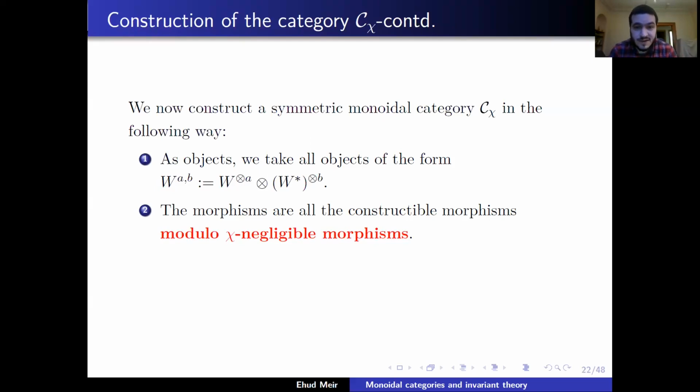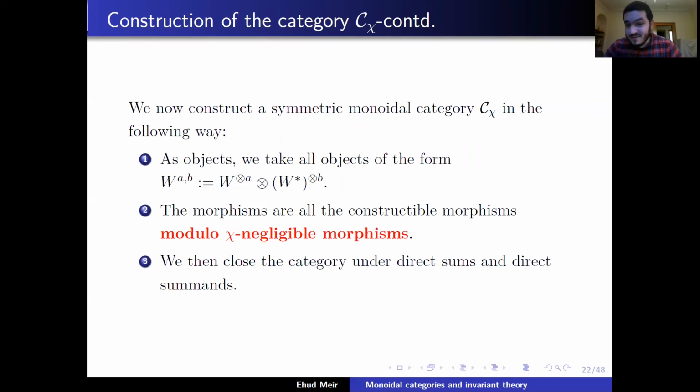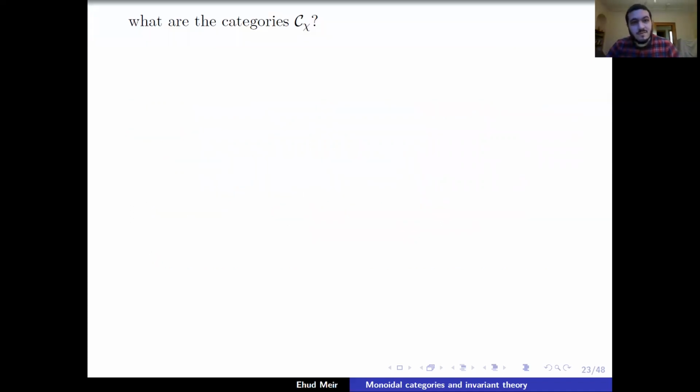Okay, so in other words, the morphisms in this category are only things that we can write using diagrams or as linear combinations of diagrams. And we declare chi negligible morphisms to be 0. And then we close this category under taking direct sums and direct summands, which is something that is relatively easy to do. Okay, so what are the categories Sikai?